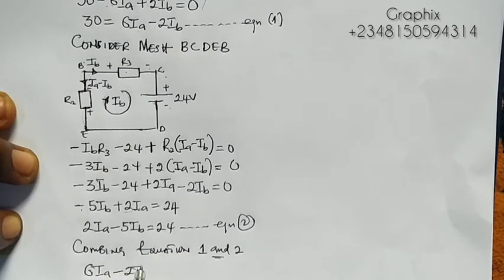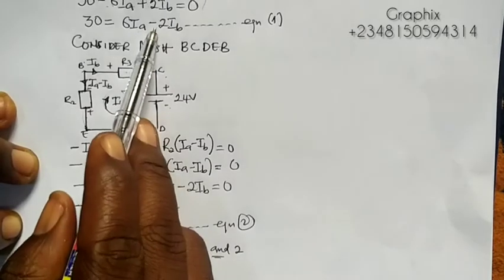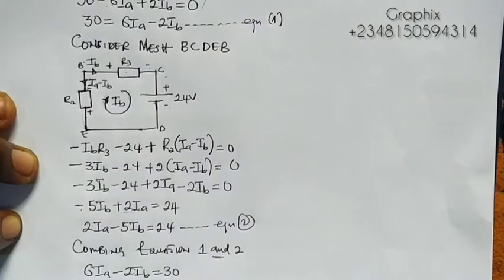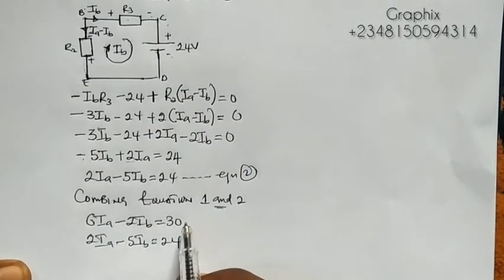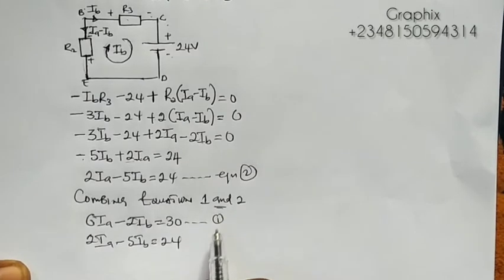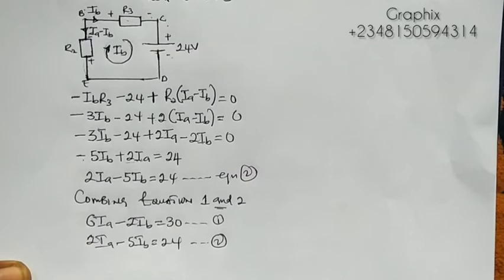is equal to 30, and 2IA minus 5IB is equal to 24. So I just rewrite this first, followed by this. So this is what we're having. This is equation 1, and this is equation 2. So we are going to solve this simultaneously, right?